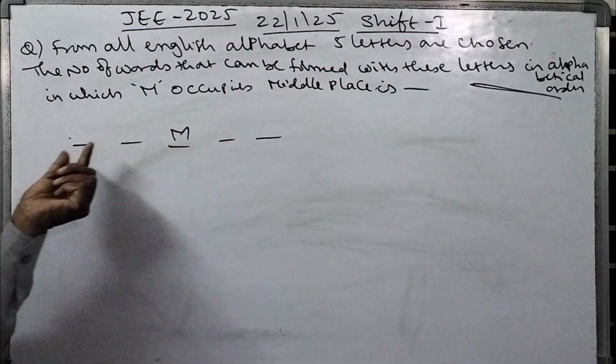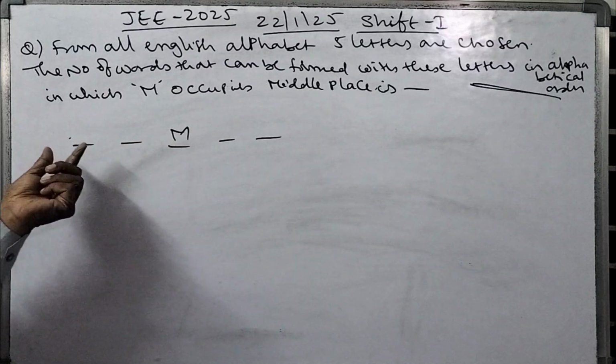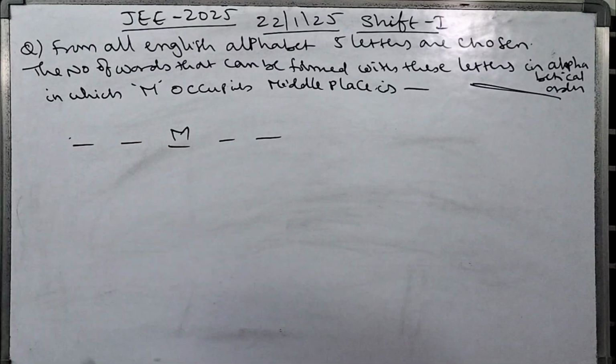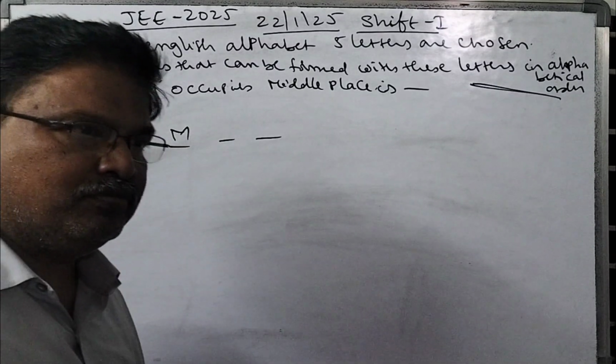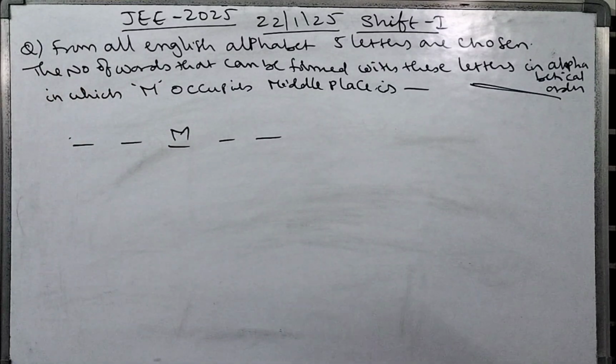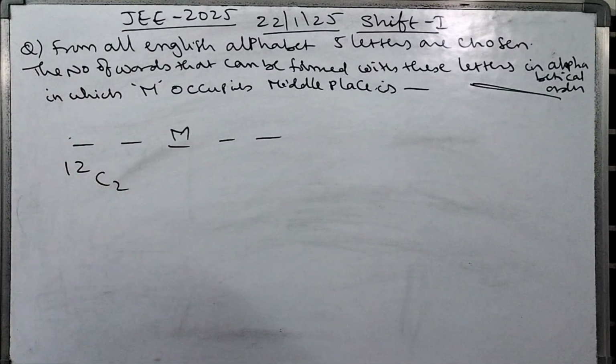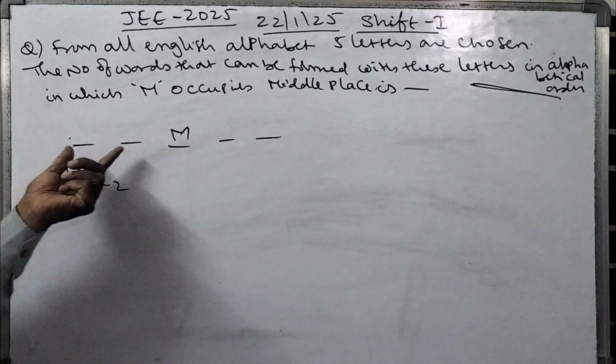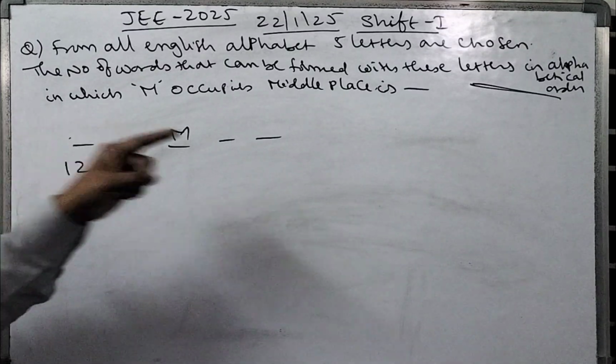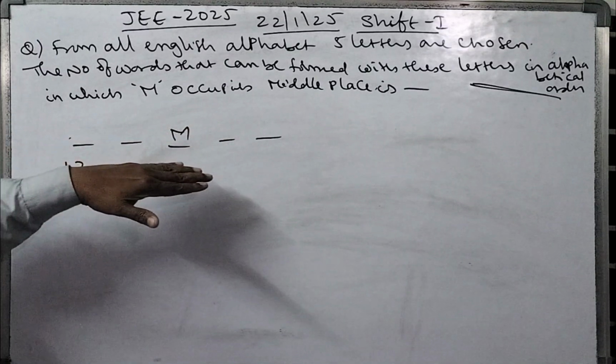That is why before m you have to choose 2 letters. In alphabetical order, if you count before m, that means from A to L, we have 12 letters. From those 12 letters you have to select 2 letters, and arrangement is not possible because the arrangement has to be in alphabetical order. So they will be arranged in only one way.